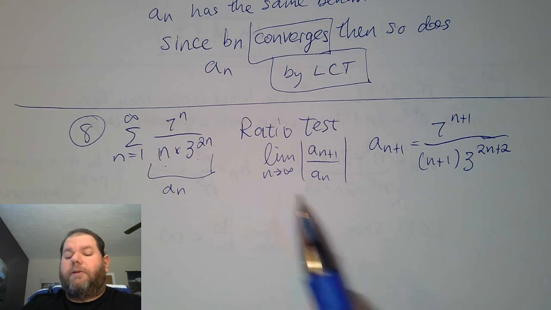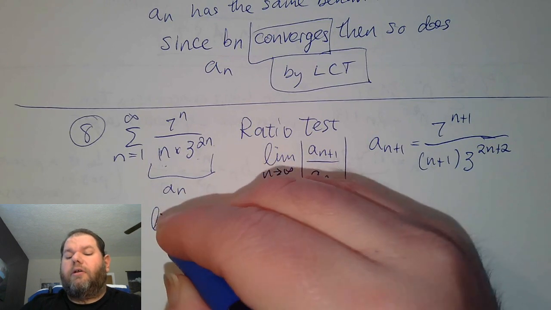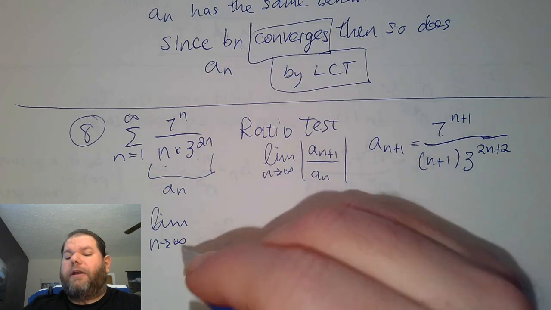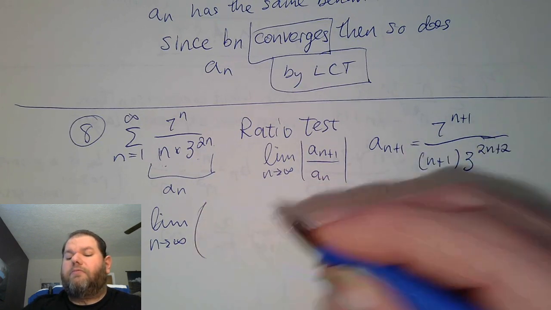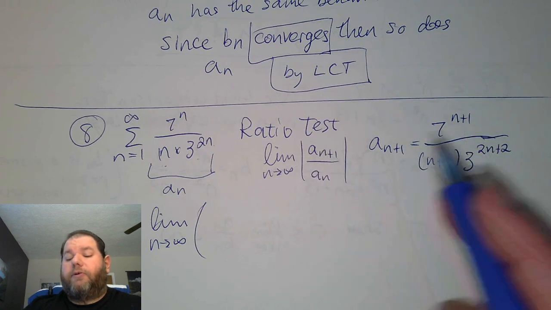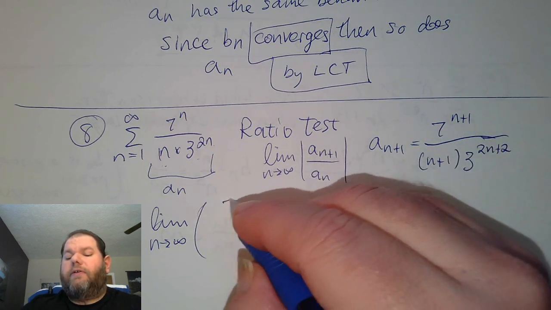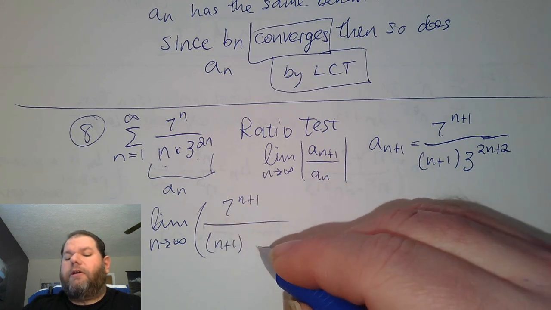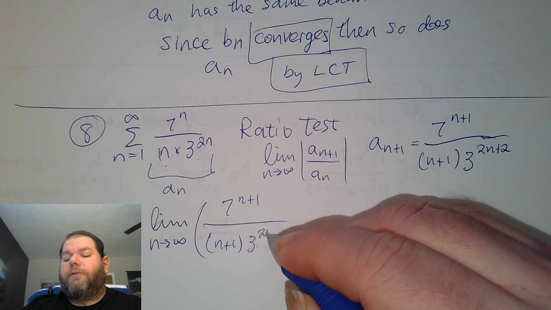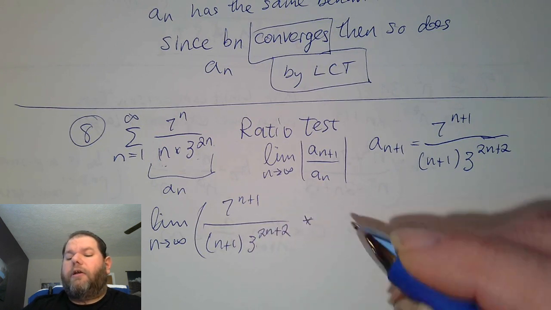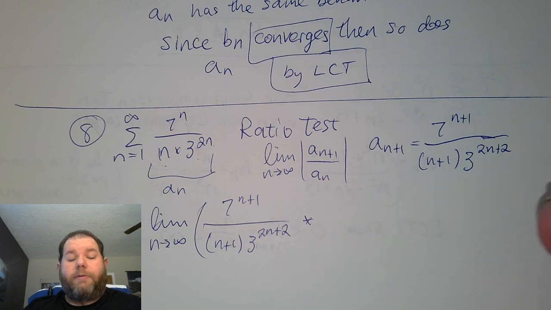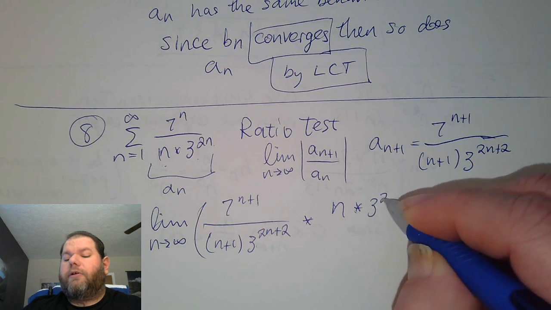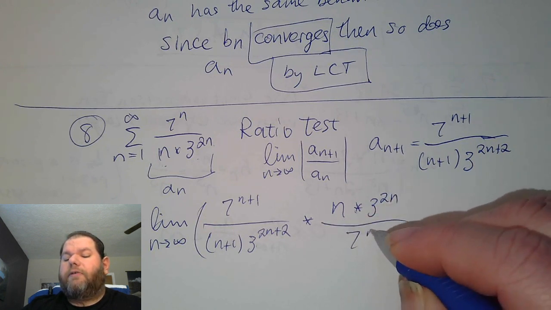So now we want to take our limit as n goes to infinity, and we start with a sub n plus 1, so we'll start with this expression, 7 to the n plus 1 over n plus 1 times 3 to the 2n plus 2, times, instead of dividing by a sub n, we'll multiply by its reciprocal, so there'll be n times 3 to the 2n on top over 7 to the n on bottom.